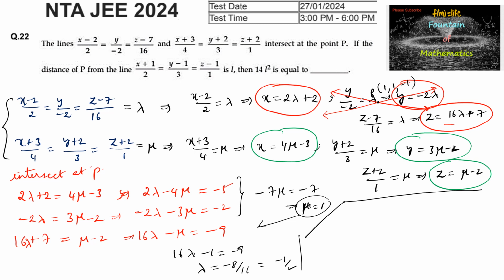x is equal to, let us substitute 4 mu minus 3. So therefore the coordinates are 4 times mu minus 3, that is 4 into 1 minus 3, and y coordinate is 3 times 1 minus 2, and z coordinate is 1 minus 2, which is equal to the point 4 minus 3, that is 1, 3 minus 2 is 1, 1 minus 2 is negative 1. So we can say the point 1 comma 1 comma negative 1 is the point of intersection of the two lines.